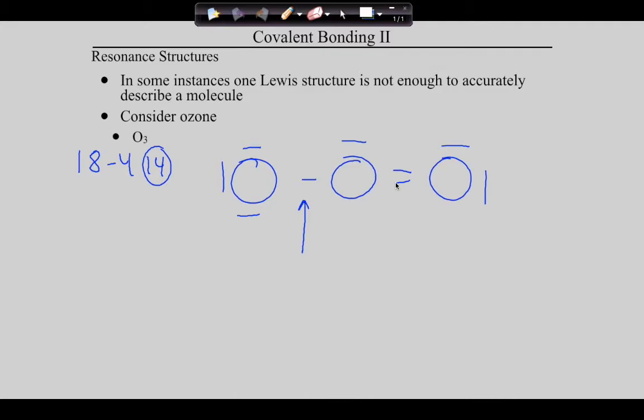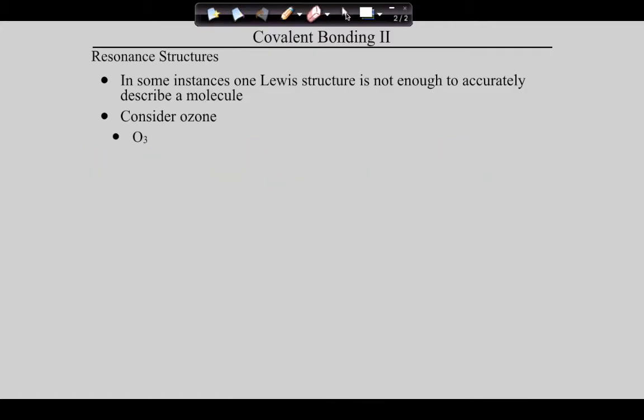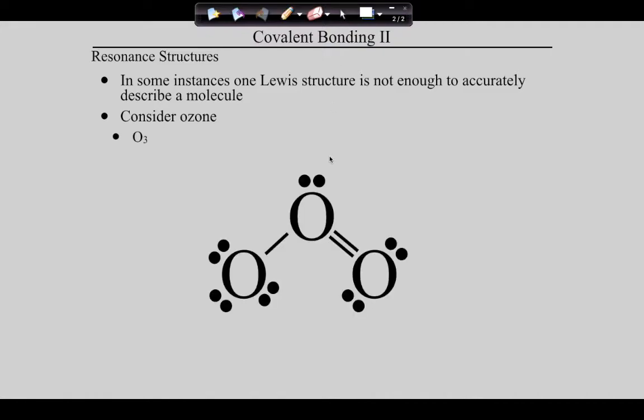Is that okay? Okay. So guys, if the double bond is stronger, will it be longer or shorter? Shorter. So guys, are we clear on that? Single bonds are longer and weaker than double bonds. Double bonds are stronger and shorter. Is that okay? Okay.